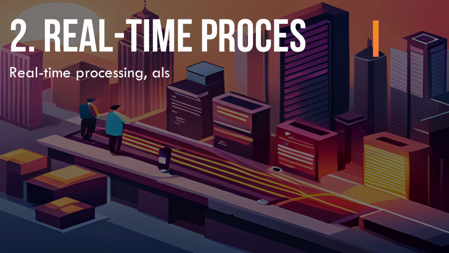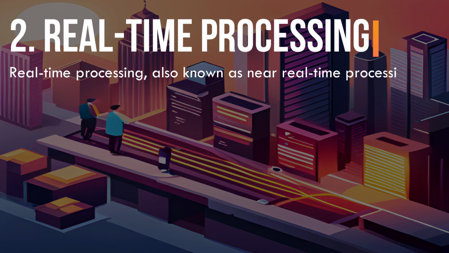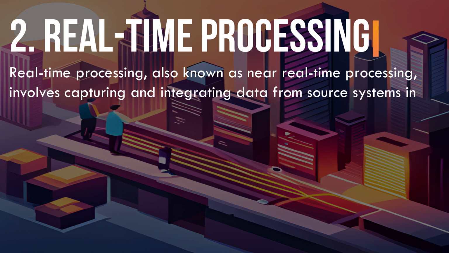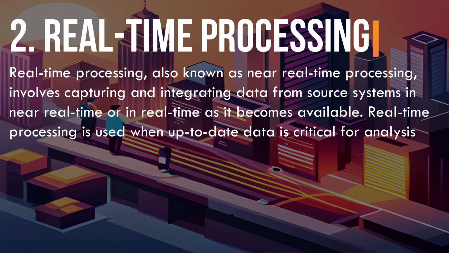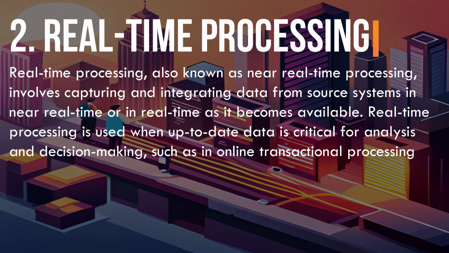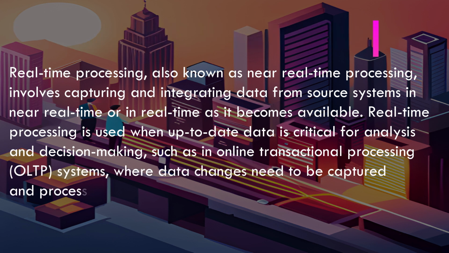2. Real-time processing. Real-time processing, also known as near real-time processing, involves capturing and integrating data from source systems in near real-time or in real-time as it becomes available. Real-time processing is used when up-to-date data is critical for analysis and decision-making, such as in online transactional processing (OLTP) systems, where data changes need to be captured and processed immediately.